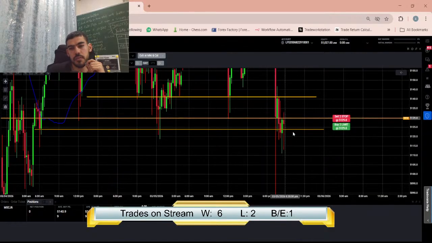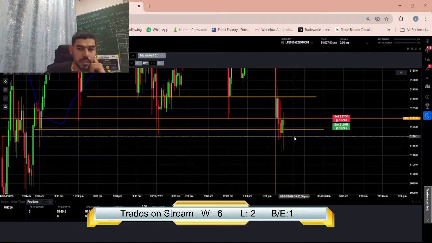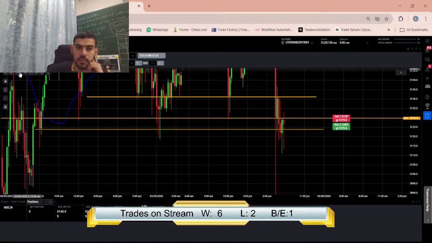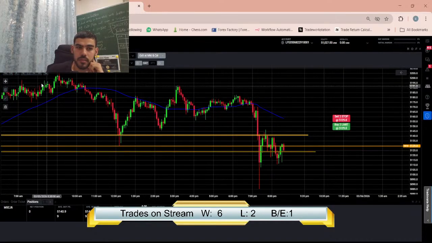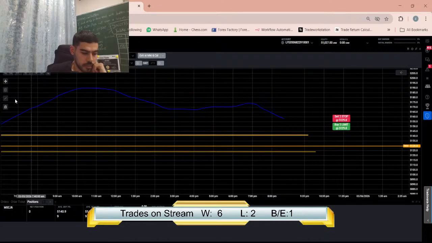So maybe if this 15 could close below again, I can give my trade a second chance. Could be if the 15 closed below again. Close below there.